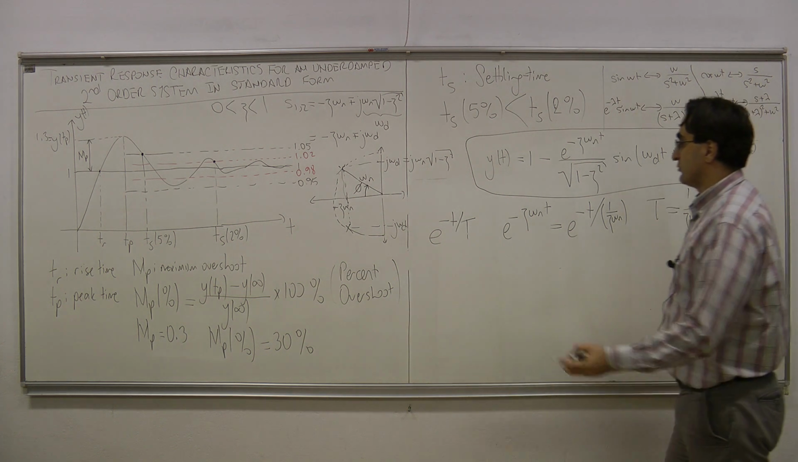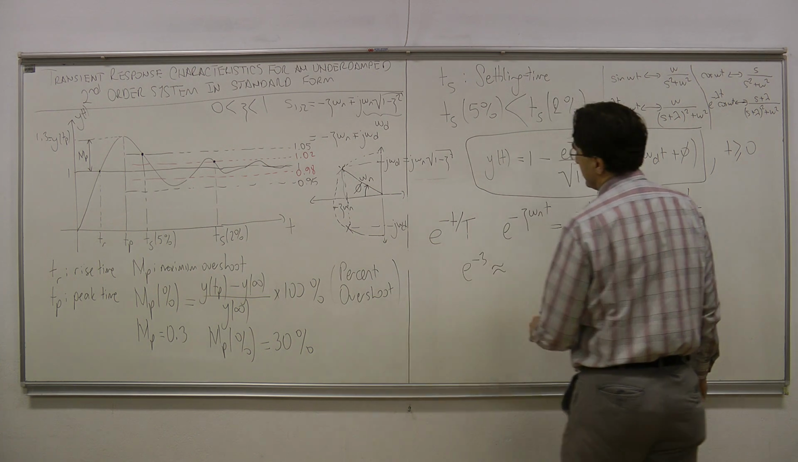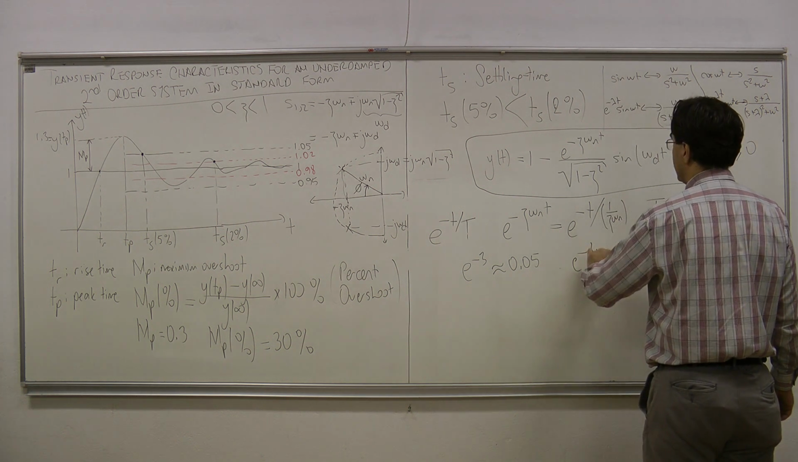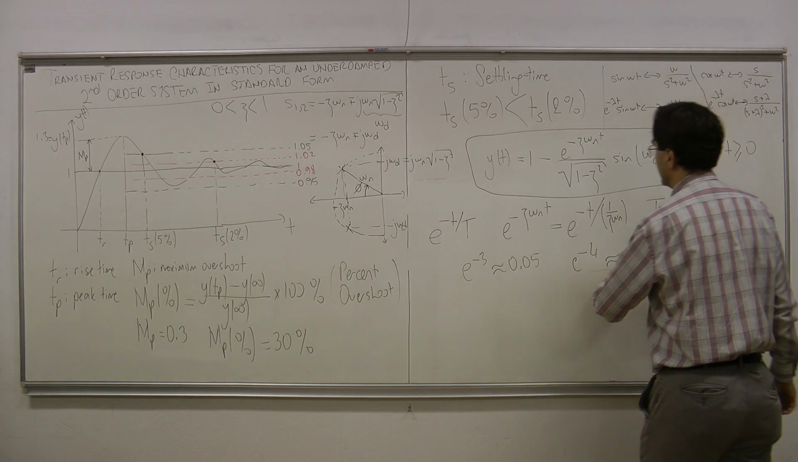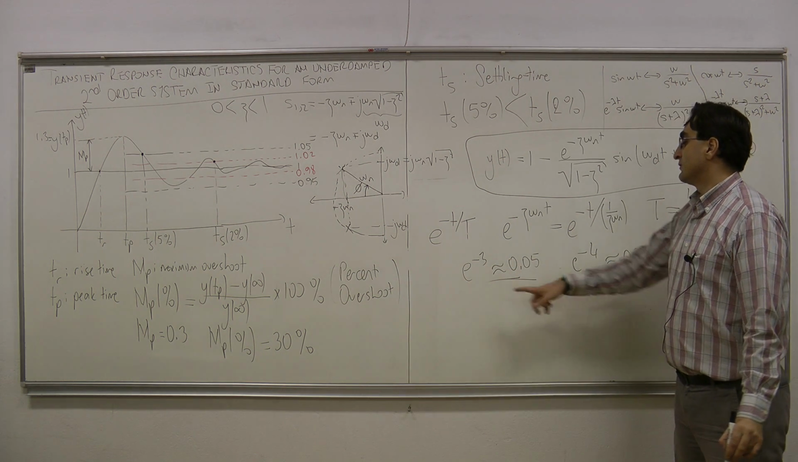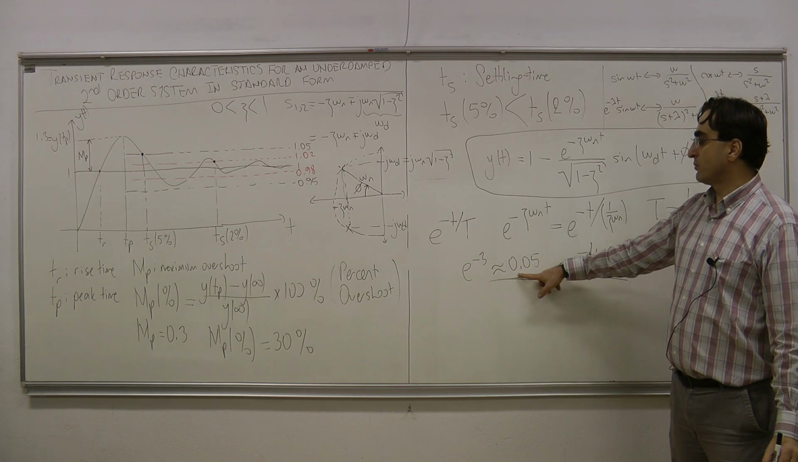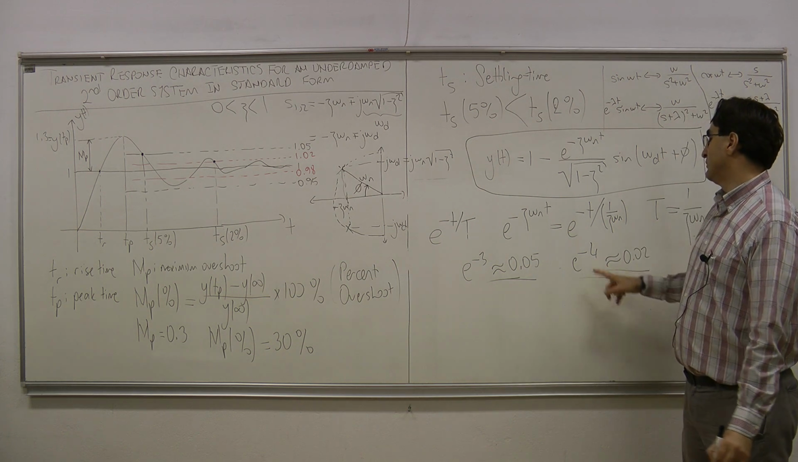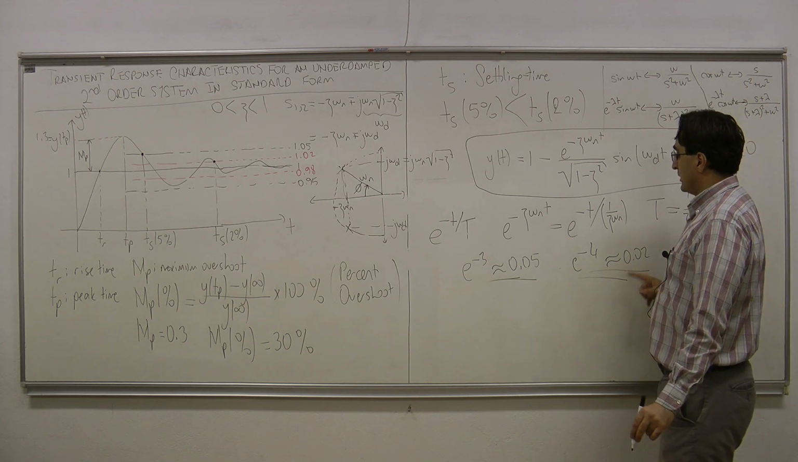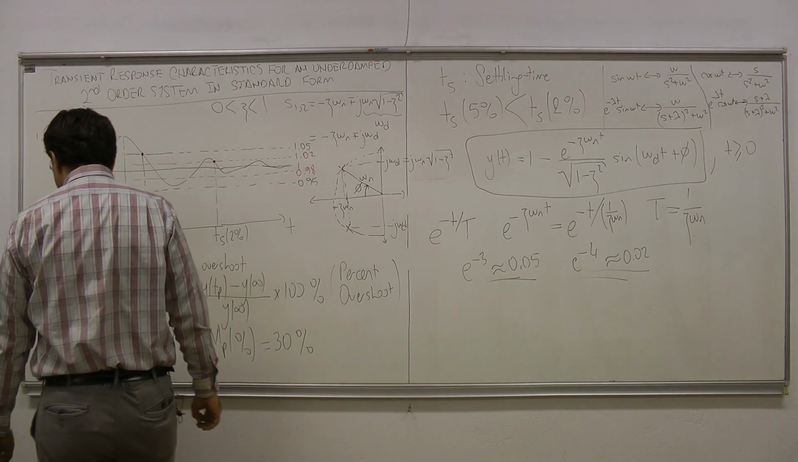The basic reason is this. e to the minus 3 is approximately equal to 0.05, and e to the minus 4 is approximately equal to 0.02. The reason for these magical numbers is this. If you calculate e to the minus 3 using a calculator, it's approximately 0.05, and that determines the 5% settling time. So e to the minus 4 is approximately 0.02, and it determines the 2% settling time.